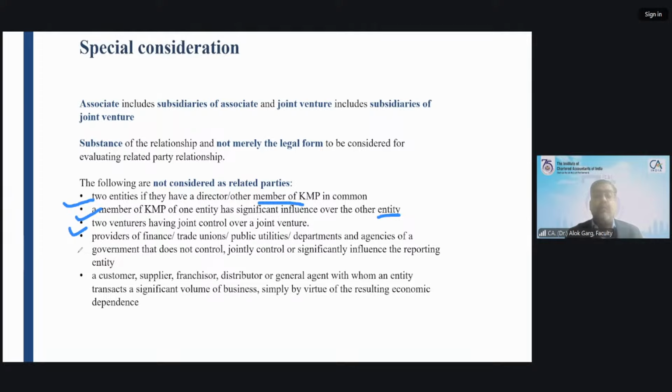Written: provider of finance, lender, banker, trade union, public utility, department, agency of government that does not control, jointly control, or significantly influence the reporting entity.